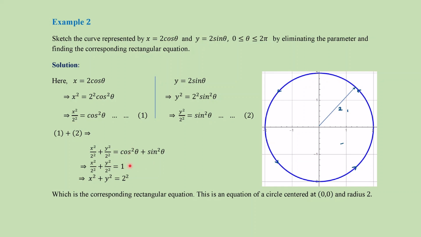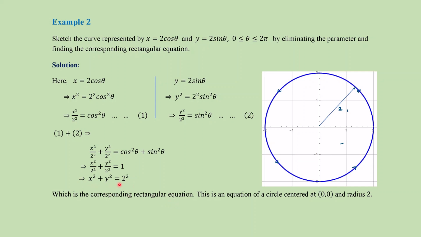To get the formula, we write x equals 2 cosine theta and we square it because we need cosine squared. So we square both sides and we divide by 2 squared, so we get cosine squared theta. Similarly for y, we square it and we get sine squared theta. Now if we add equations 1 and 2, this plus that equals cosine squared theta plus sine squared theta. So this equals 1 and you will get x squared plus y squared equals 2 squared. So this is the corresponding rectangular equation.